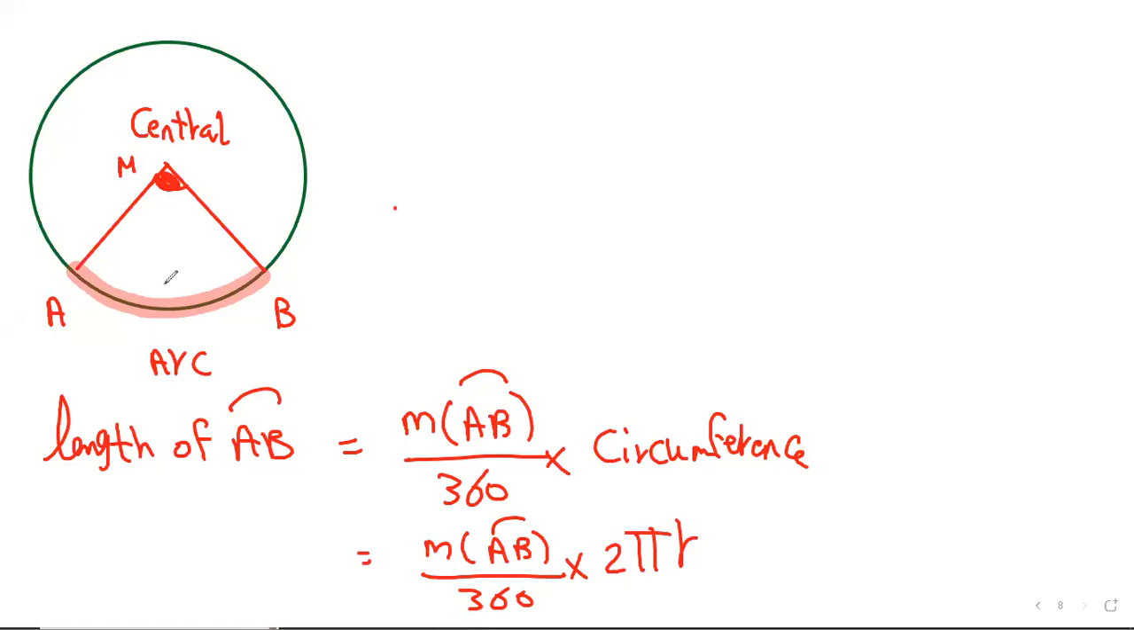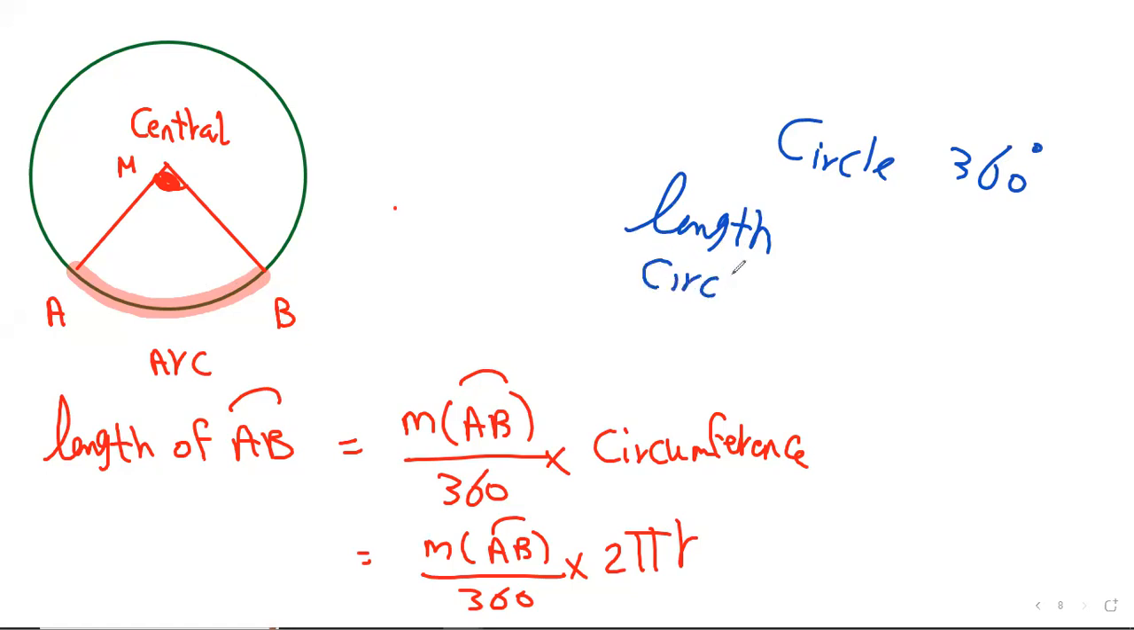You know the measure of the whole circle is 360. The measure of the whole circle is 360. And the length of the whole circle, the length means circumference. The circumference of the circle equals 2 pi r. So here it's the measure of the circle, and here it's the length of the circle, the circumference of the circle. What if I want to find the length of an arc, like the arc AB?